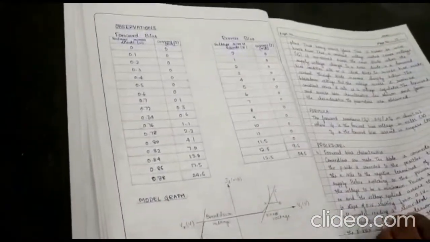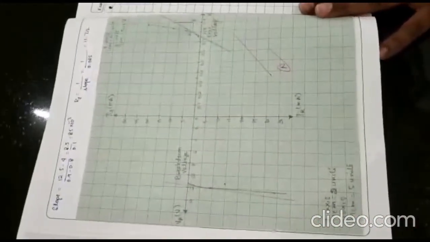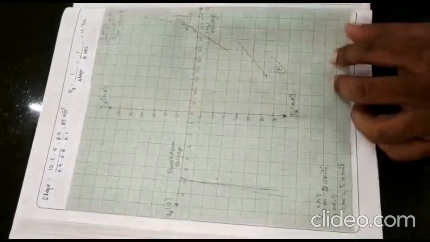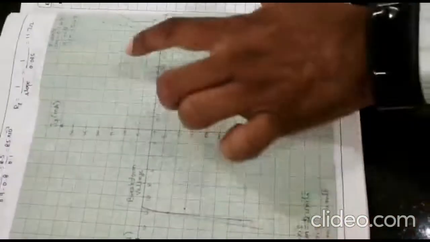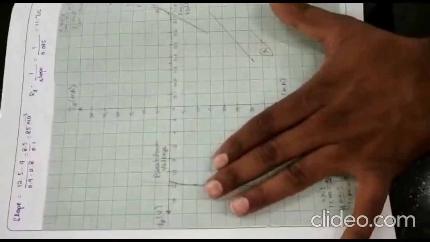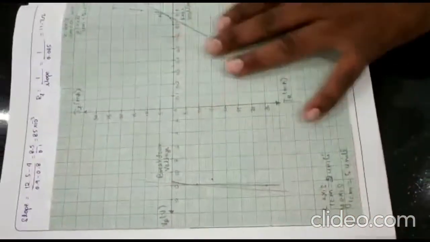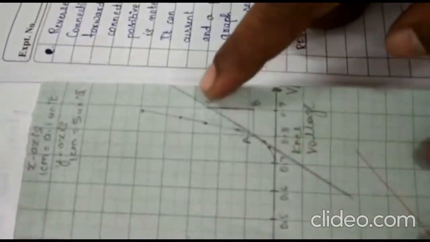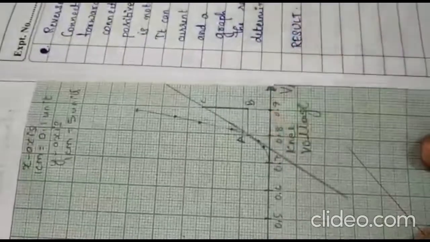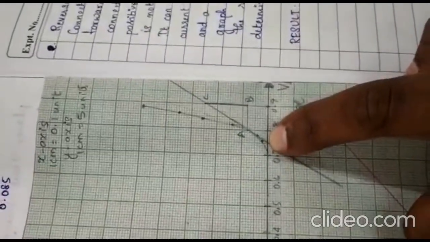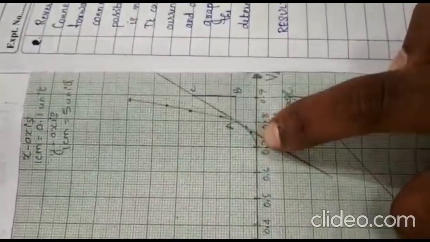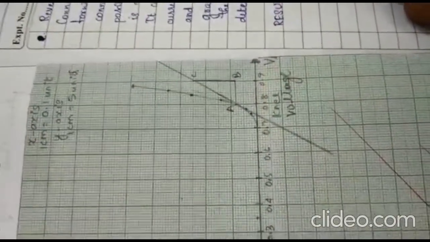After studying the IV characteristics, you have to plot a graph. So this is the IV characteristics for the Zener diode. In the first quadrant, you have to plot the values of the forward bias, and in the third quadrant, you have to plot the values of reverse bias. When you plot the values, you get a curve like this, and draw a tangent to the curve. This tangent meets the x-axis at a point. That value is called the knee voltage.